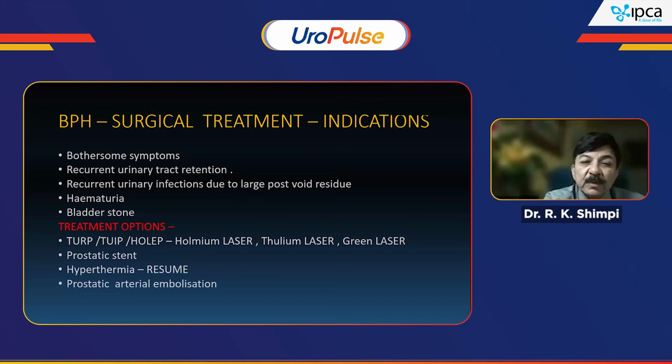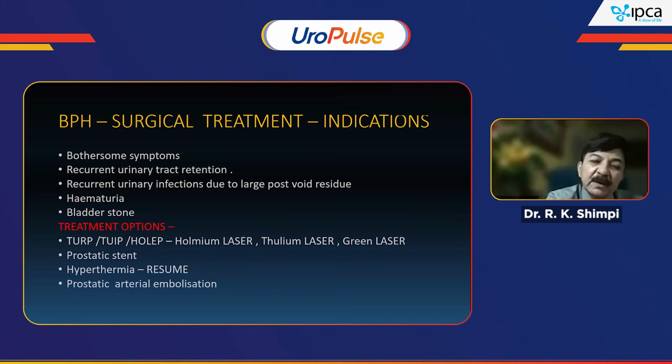Nowadays, open surgery is almost obsolete. We have endoscopic surgeries, and the gold standard is transurethral resection of the prostate, what is called TURP, which has stood the test of time in the last almost 100 years. For those patients who have only bladder neck obstruction, we go for the transurethral incision of the prostate.